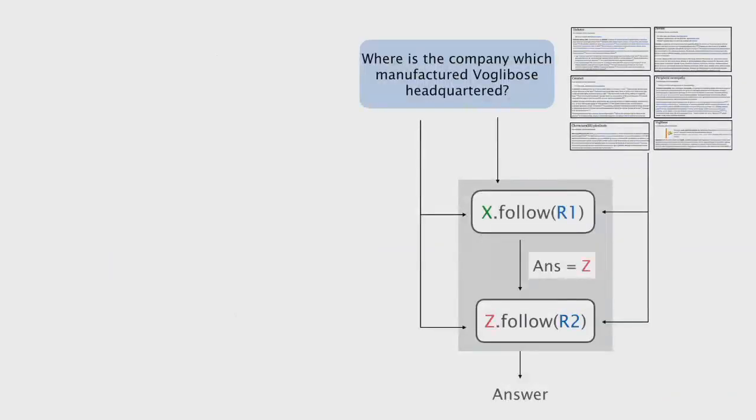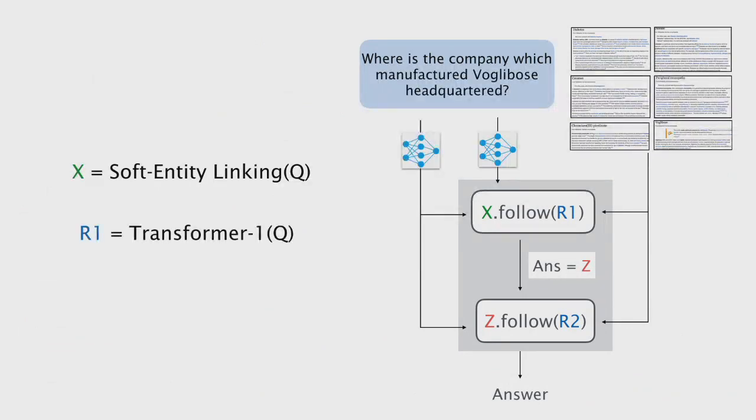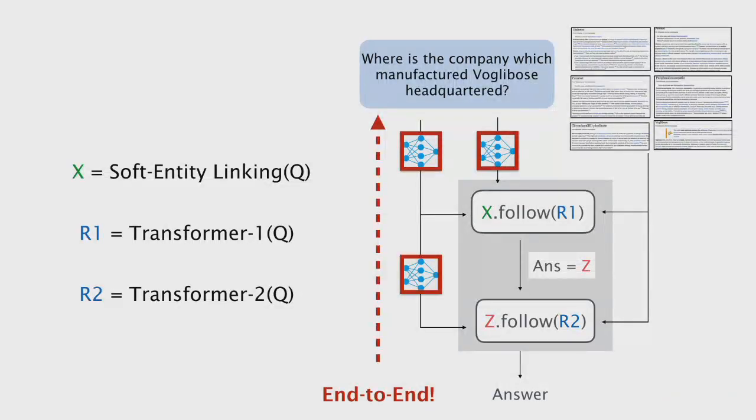So let's go back to the figure I had earlier. How can we actually go from a question to an answer here? What we're going to do is derive a sparse vector X using a soft entity linking system on our question. This can be some neural entity linking system. And then we're going to derive representations of the two relations which are requested by the question. In this case, we use two transformer networks applied over the question to get R1 and R2. Once we have these three things, we're going to apply our relation following operation twice. And the cool thing is, because everything is differentiable, whatever loss we incur on the final answer can be backpropagated all the way through these three different networks.